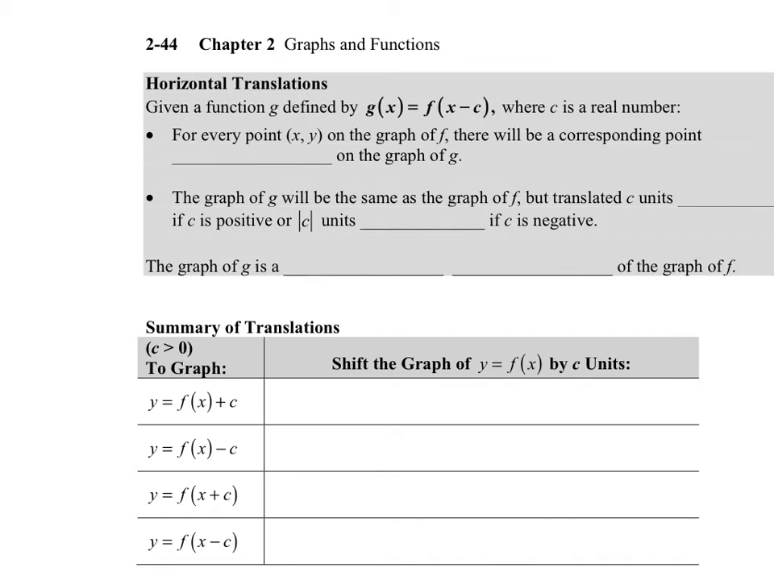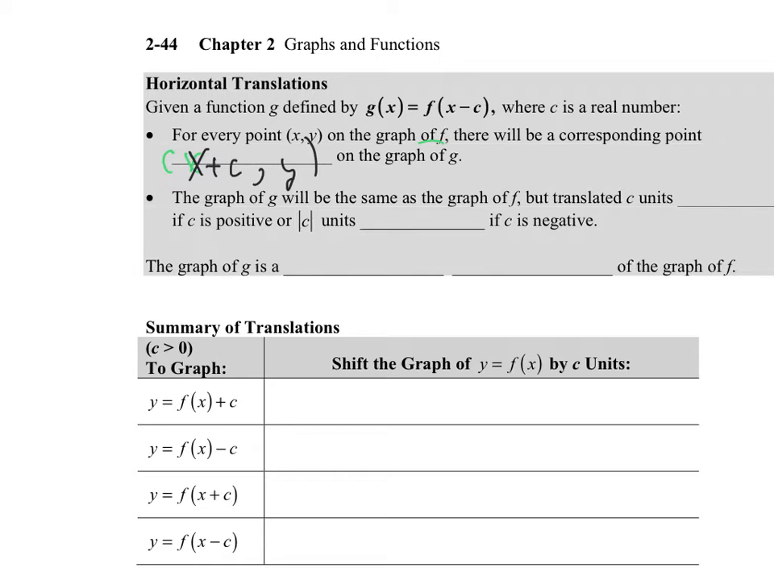Given a function g defined by g of x equals f of x minus c, where c is a real number, for every point x, y in the graph of f, there will be a corresponding point x plus c, y. The reason I say plus is because it's always going to be the opposite of what you see.